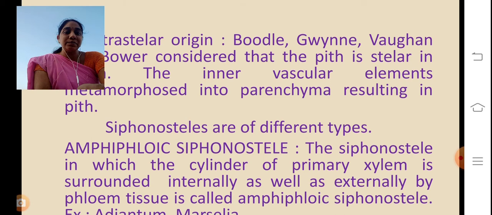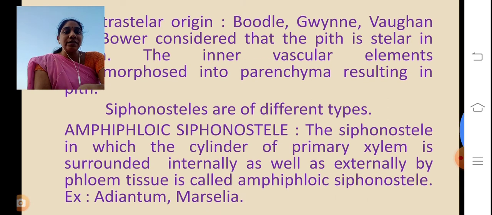Siphonosteles are of different types. So one is the amphiphloic siphonostele. The siphonostele in which the cylinder of primary xylem is surrounded internally as well as externally by phloem tissue is called amphiphloic siphonostele. So examples here are Adiantum and Marsilea. In Marsilea rhizome we can see this amphiphloic siphonostele. In that section you can observe the phloem is present on either side of the xylem.